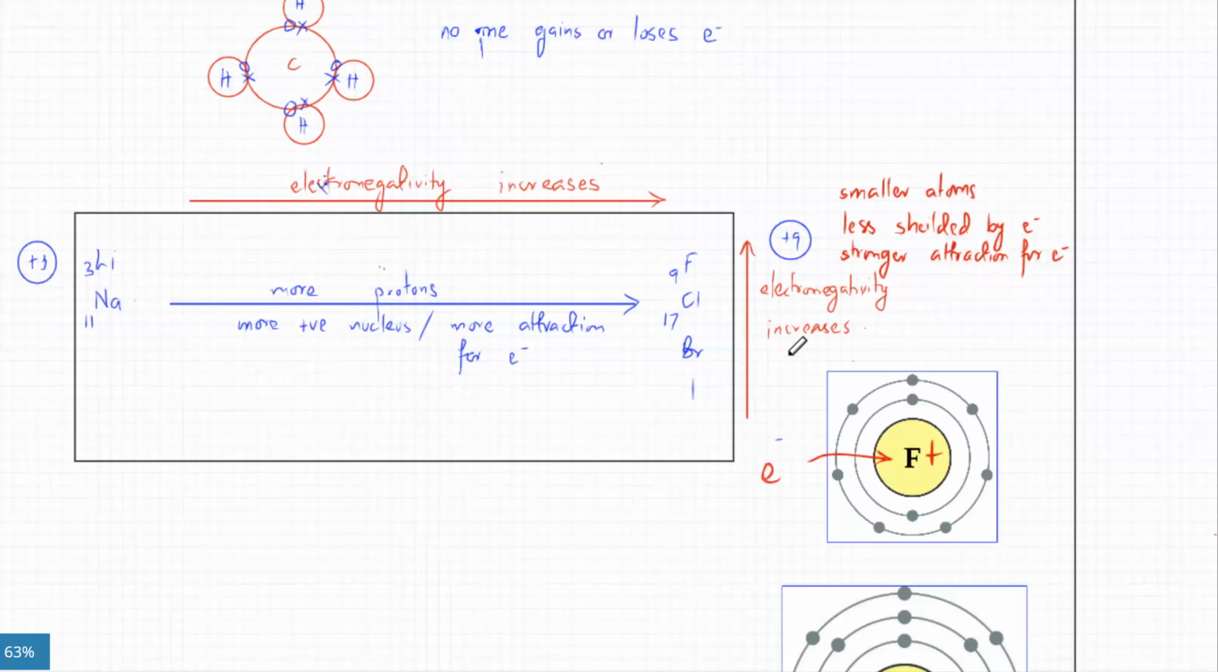And it also increases up the group because smaller atoms are less shielded, and therefore they have stronger attraction for electrons that are coming from the outside. So this is your electronegative corner. The other one is your electropositive. These ones are not the ones. So as you move further away from this corner over here, the elements become less and less electronegative.